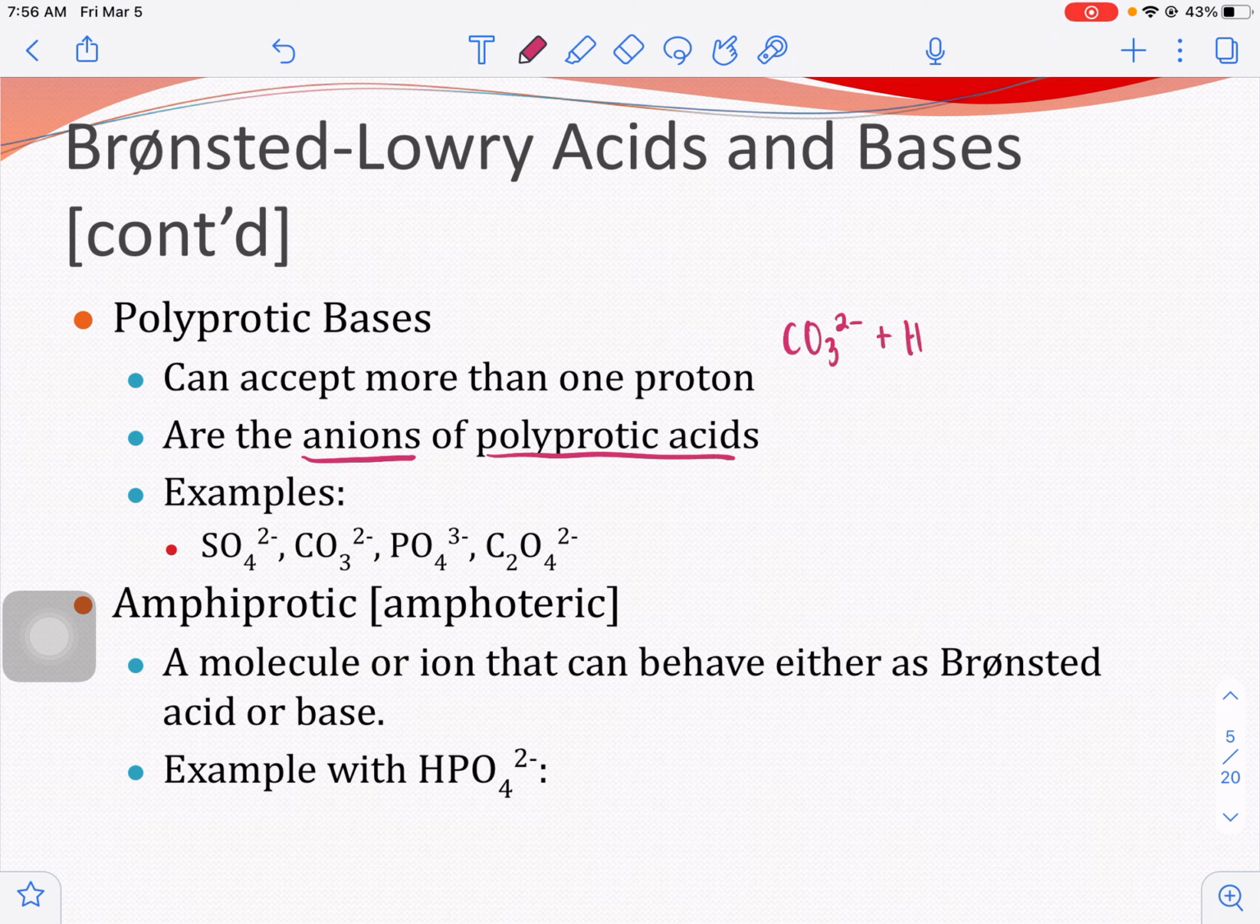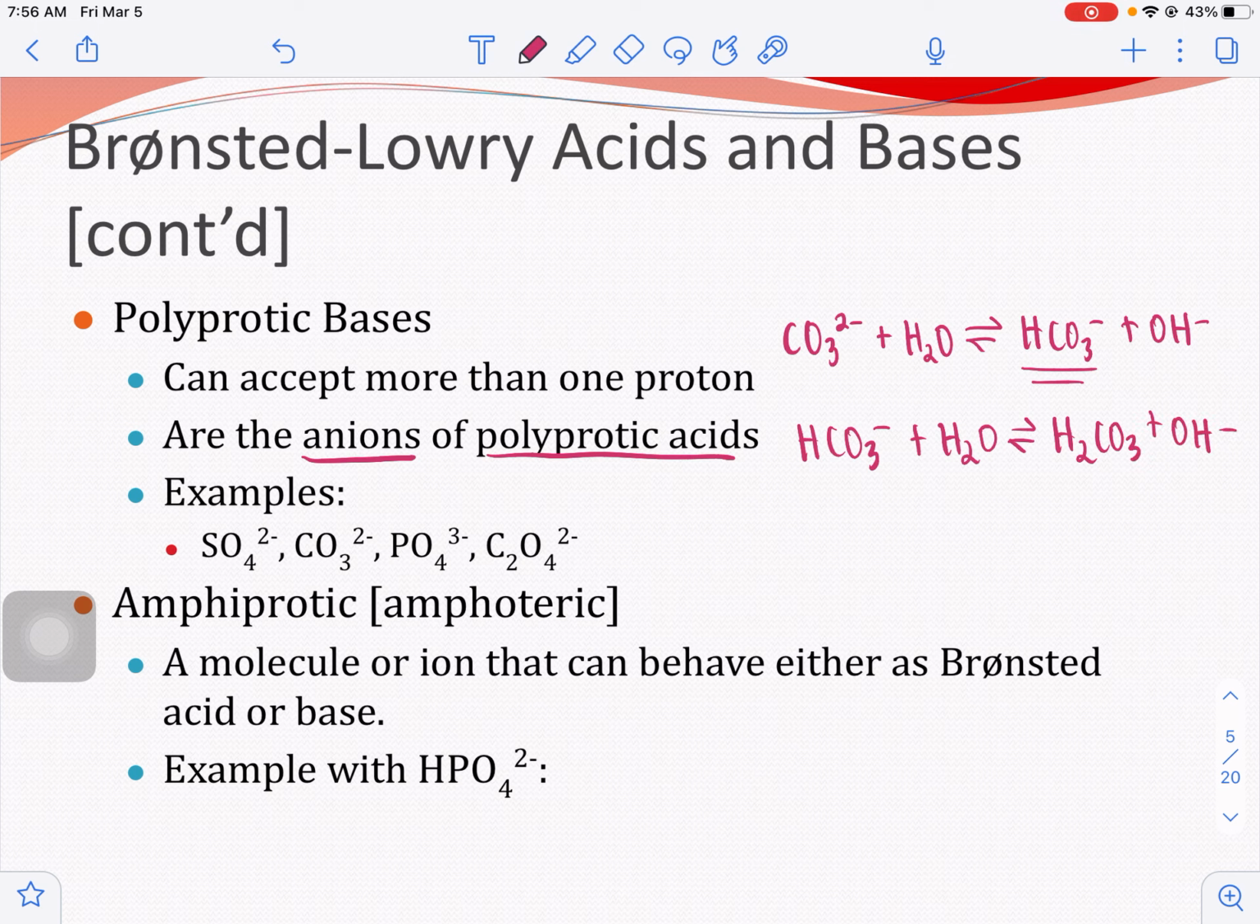and we already wrote the first one, so it can take an H. It'll make HCO3 minus and OH minus. And then bicarbonate, which is what that one is called, can then also, in theory, act as a base and take an H from water. So you can have them where they can take more than one.